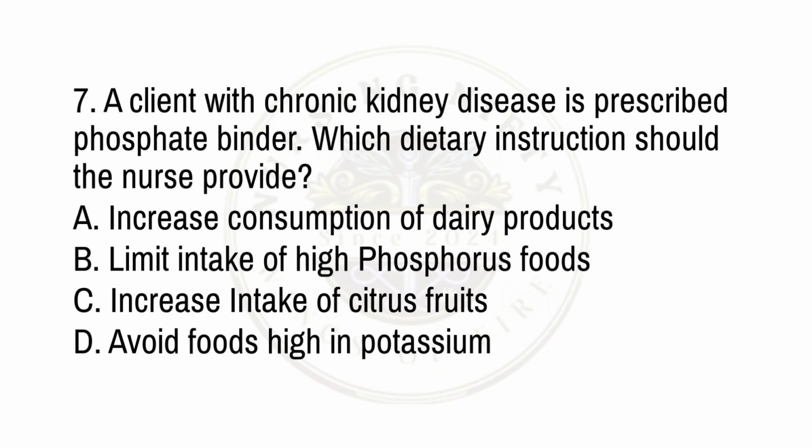So phosphate binders are prescribed to reduce serum phosphate levels in clients with chronic kidney disease, instructing the client to limit intake of high phosphorus foods. So it helps to prevent hyperphosphatemia and its complications.